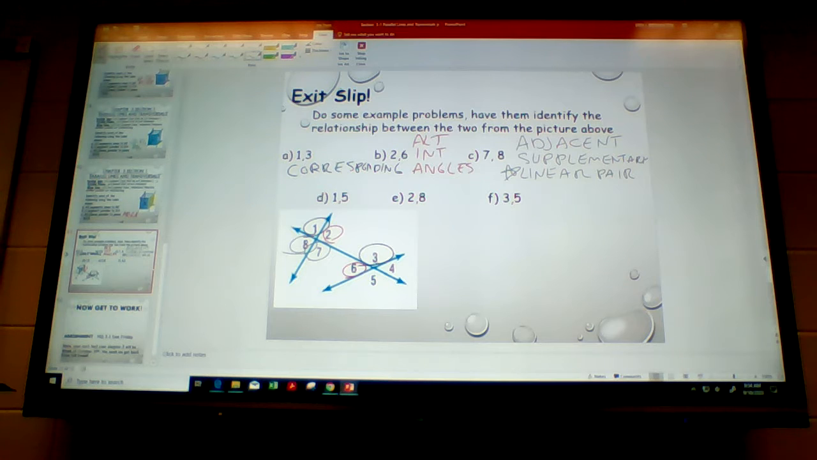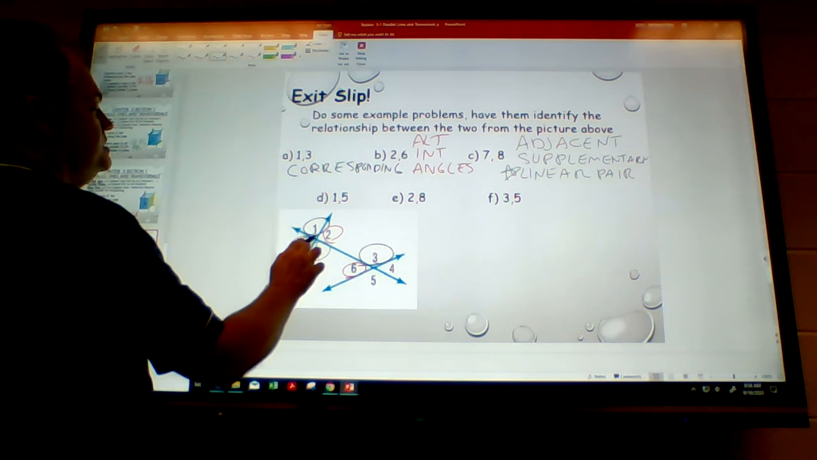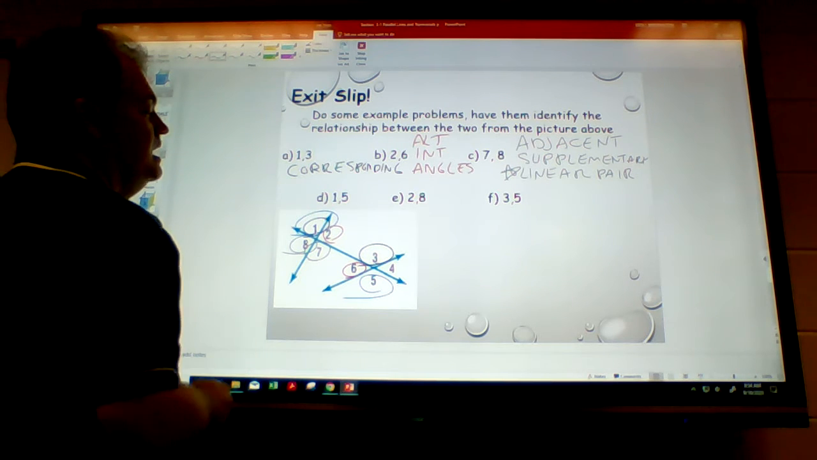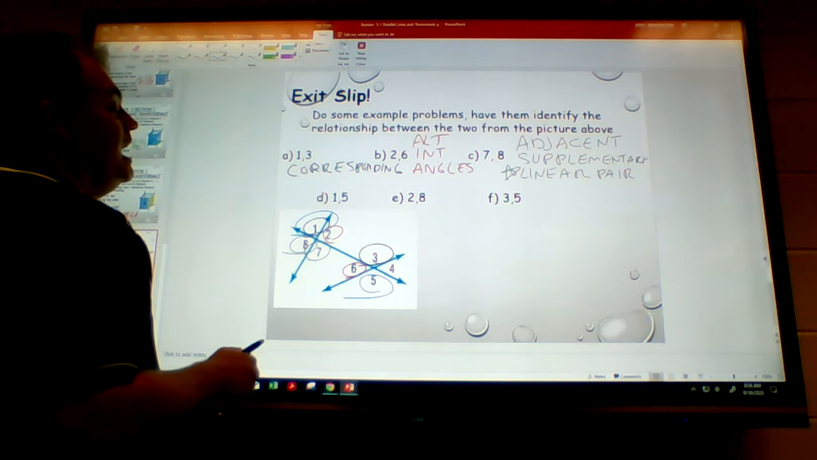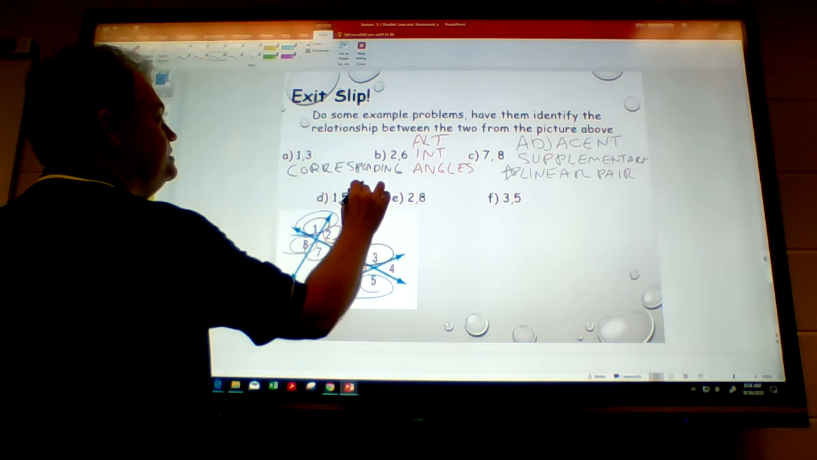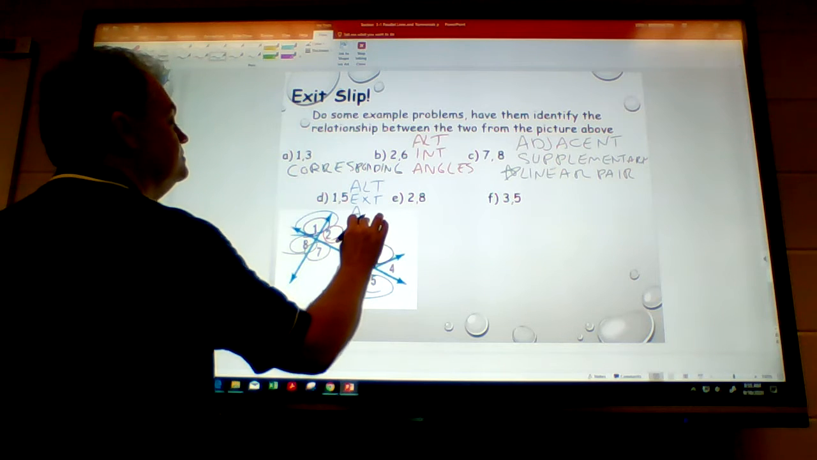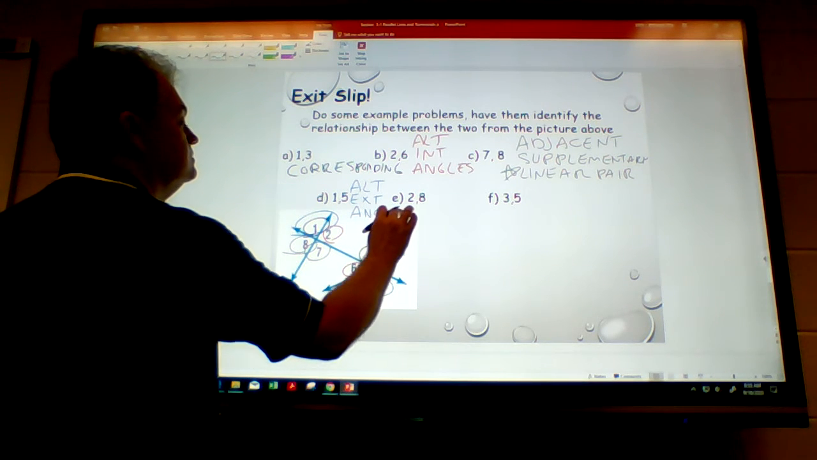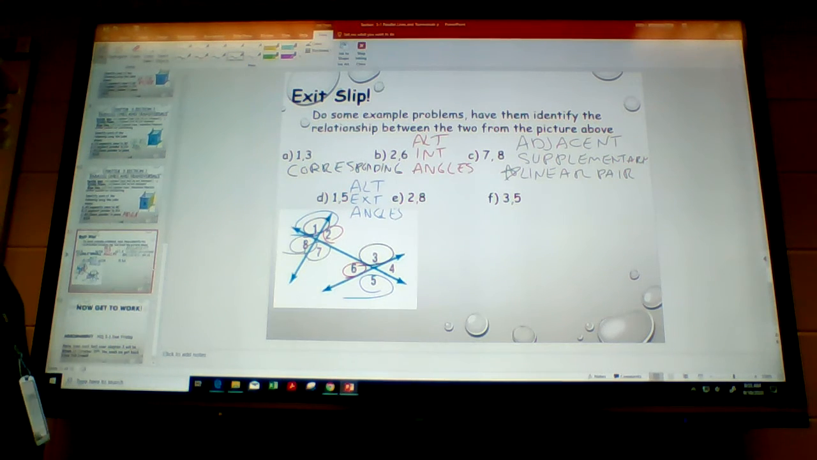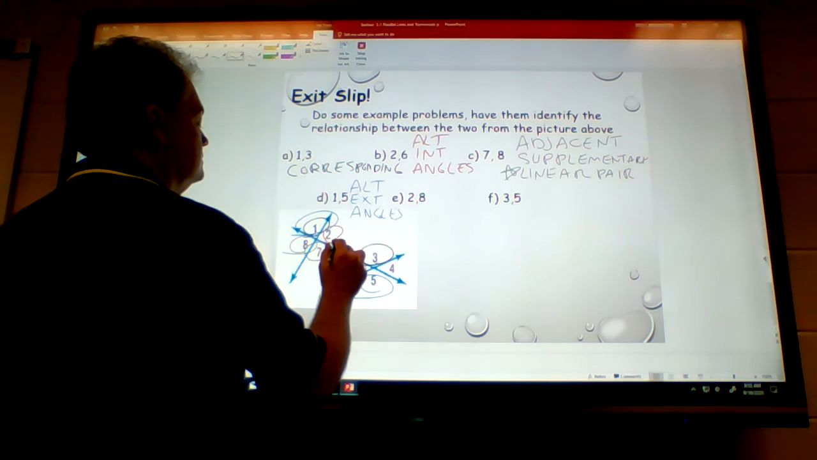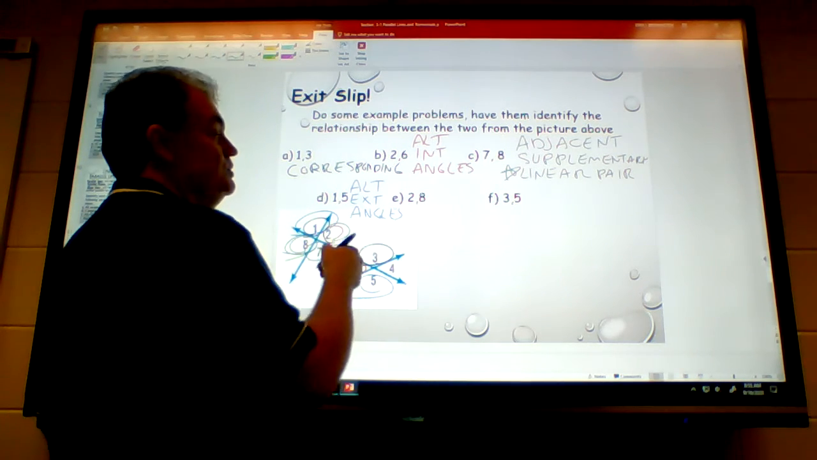All right, now we've got a few more, starting with angle 1 and angle 5. If you look, they're on opposite sides of the transversal, outside the two lines, so they're alternate exterior angles. And then I have 2 and 8. Those are vertical.